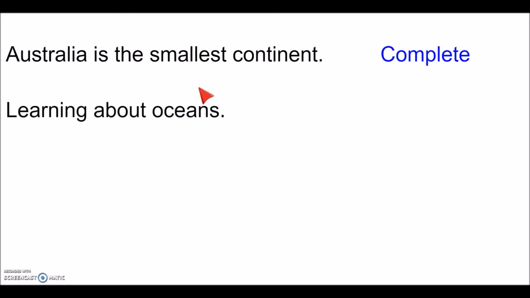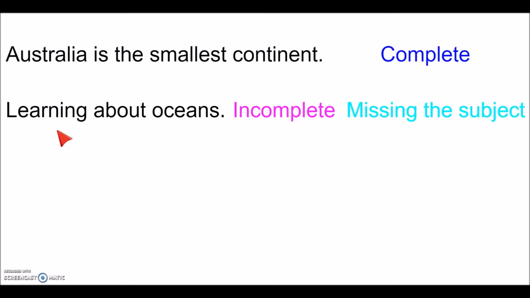Learning about oceans. I'll give you a moment to think about that. Complete or incomplete? Well, let's see. Oh, it's incomplete. What is it missing? Well, learning about oceans. Who's learning about oceans, or what is learning about oceans? Well, we're missing the subject, the who or what the sentence is about. All right, so this is an incomplete sentence because we're given a predicate. We're missing the subject. Now let's look at another example.